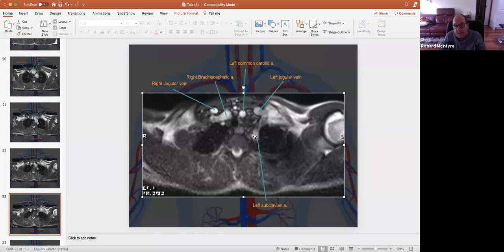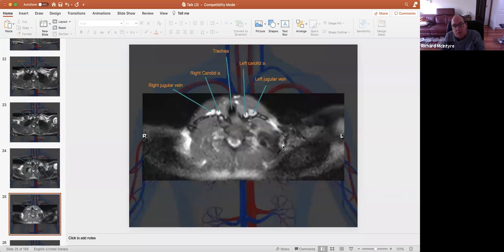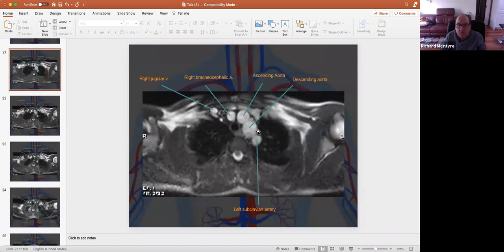And then we've got the left subclavian artery, okay? And then, of course, as we keep going up, we get these vessels higher up into the neck, okay? And then, of course, we start to get the right vertebral arteries, the left vertebral arteries, and so on, subclavian arteries, as we go up at the top of the chest, okay? And then that's where my talk morphs into Peter's talk on the head and neck vessels.